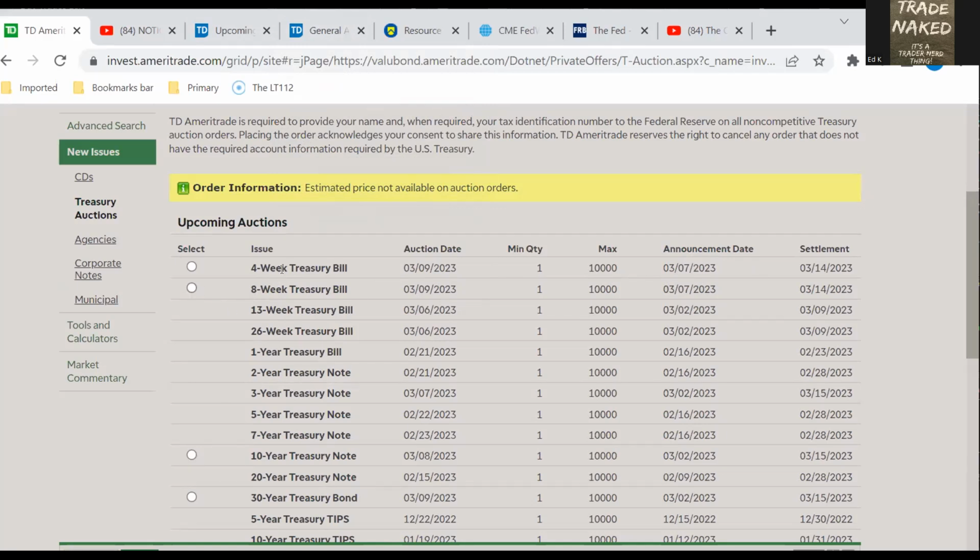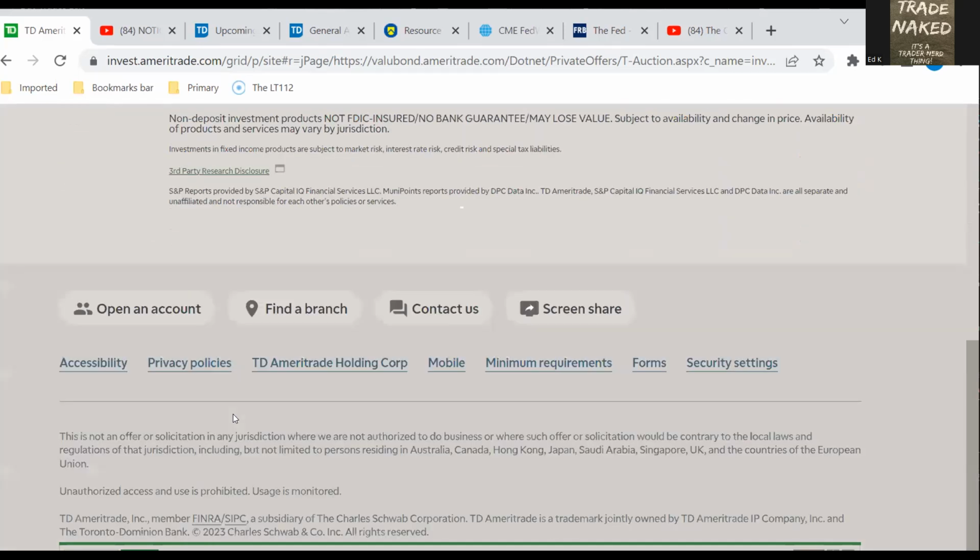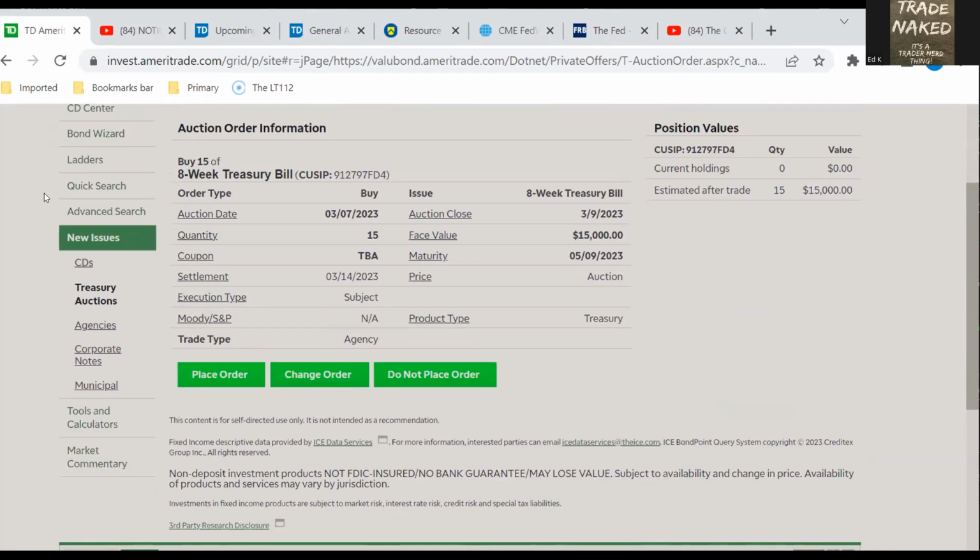Right now, because I have a 1 week and because I have a 5 week, I want to stretch this one out a little more. I'm going to go in with an 8 week. I want 15 of those. So these are in thousands. And you just type in 15. And then you review your order. And this tells me I'm about to buy 15 of the 8 week T-bill.